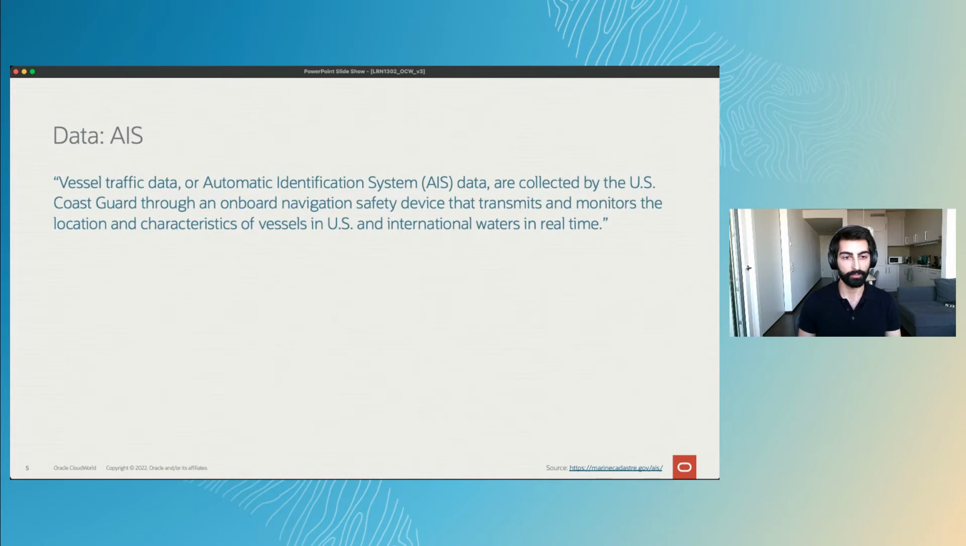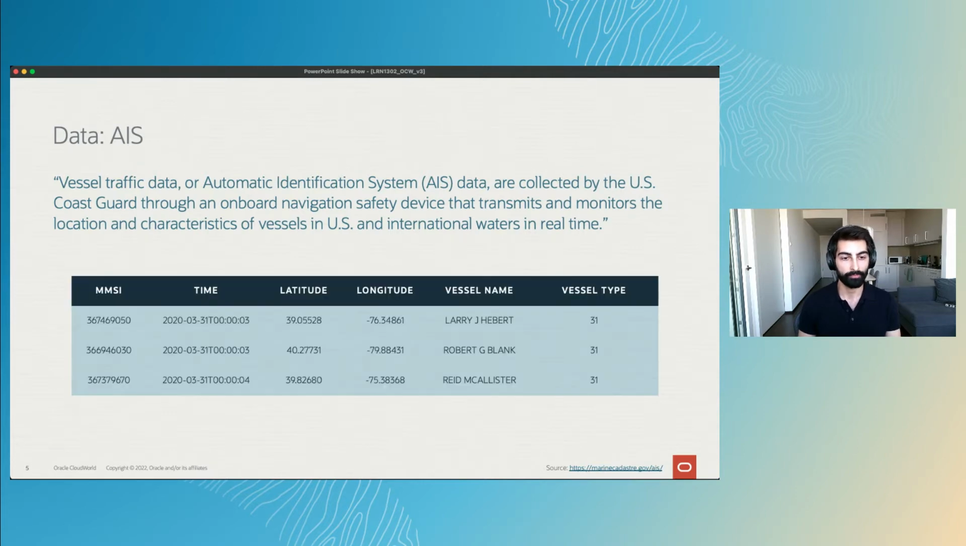So how do we obtain this data? This data comes from the US Coast Guard. It's called the AIS data, or Automatic Identification System data. It's collected by the Coast Guard through an onboard navigation safety device that transmits and monitors the location and characteristics of vessels in both US and international waters in real time. You can use the link at the bottom right to learn more about the data and also access it yourself.